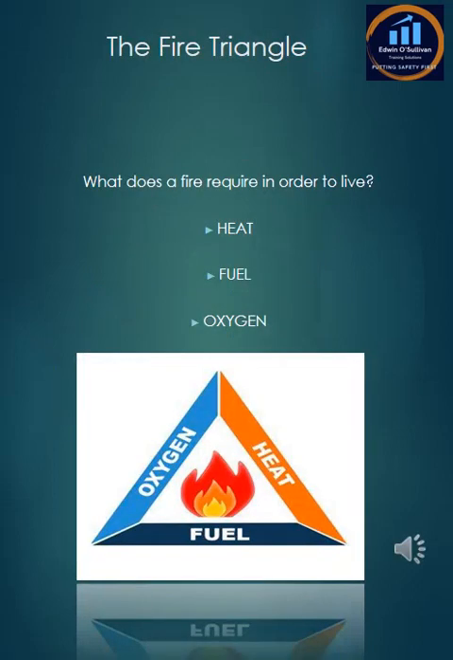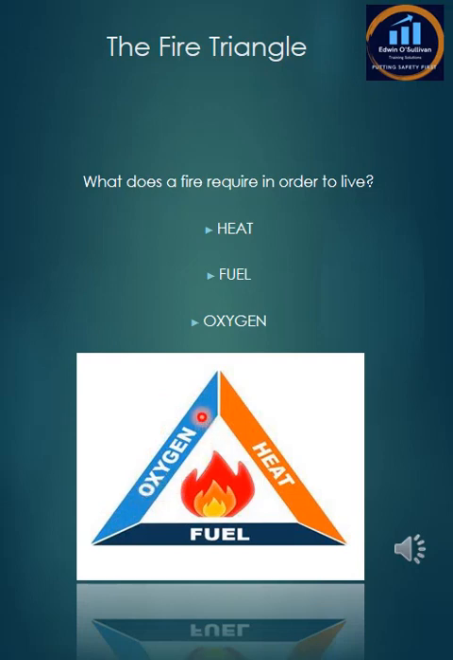The fire triangle. We all remember the fire triangle from our days back in school. It says that the fire triangle needs 3 things to survive. For a fire to spread and keep going, it needs 3 things. It needs oxygen, heat, and fuel. If we remove any one of these, then the fire will automatically stop.